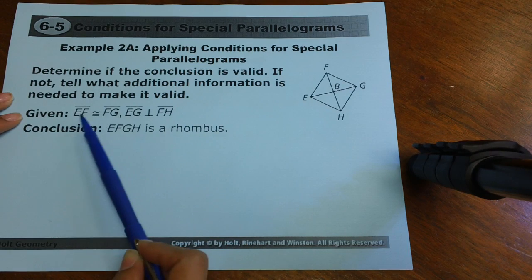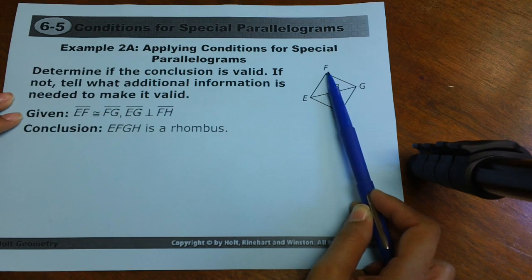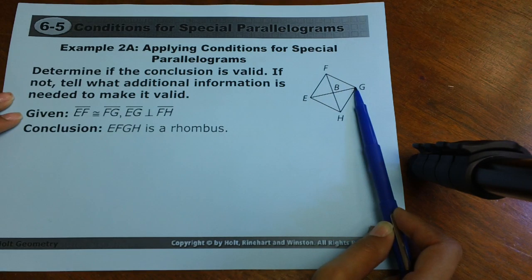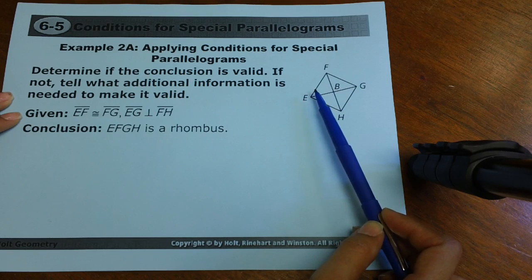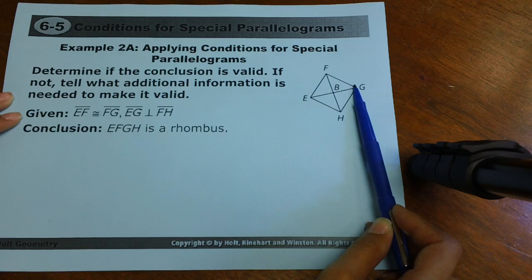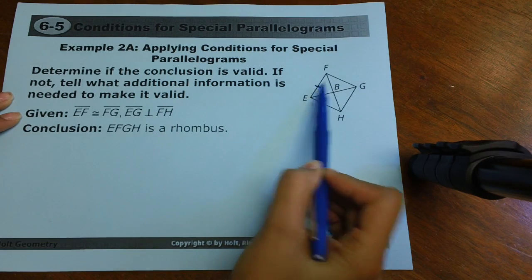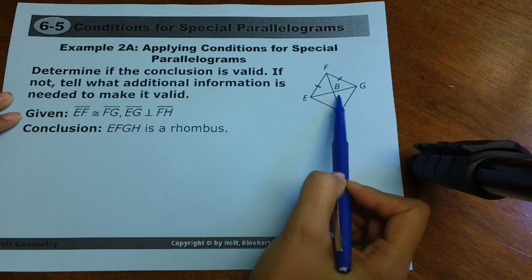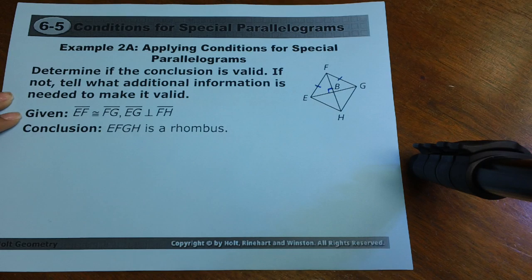They tell us that EF is congruent to FG, and they also tell us that EG is perpendicular to FH. So we know that these two sides are congruent, and we know that this intersects at a 90-degree angle. I want you to determine for yourself if you think this is valid, and then go ahead and push play again to see if you were right.